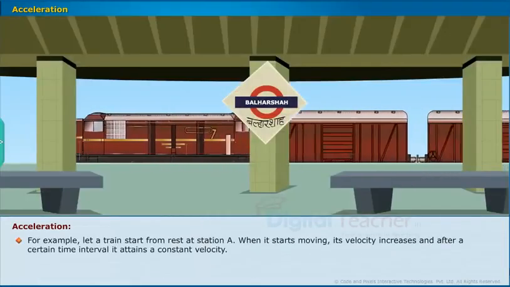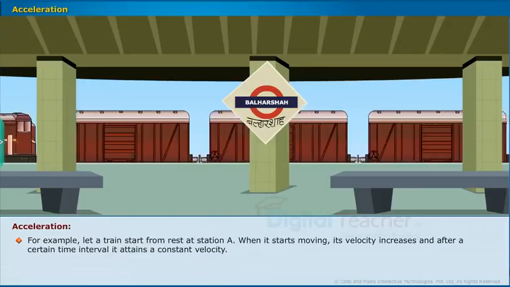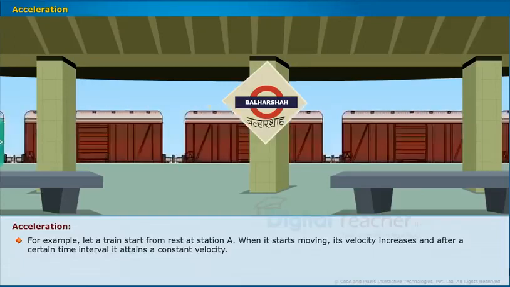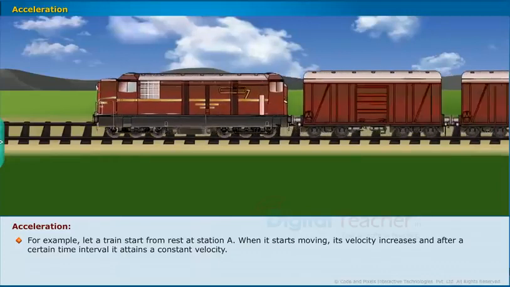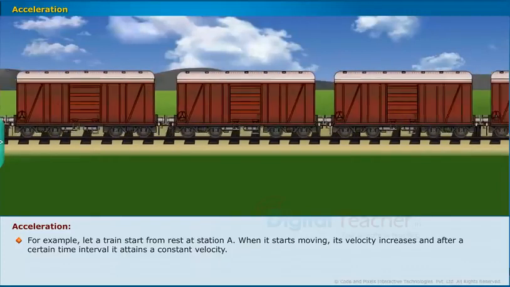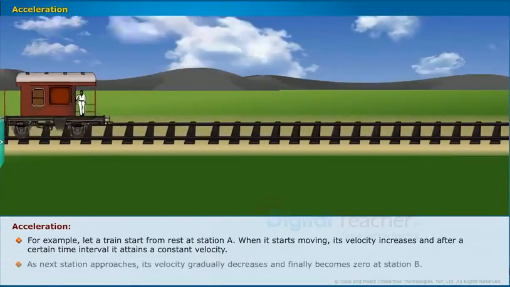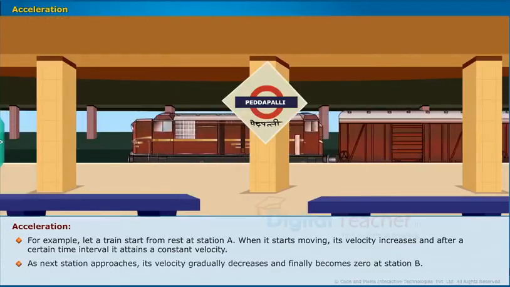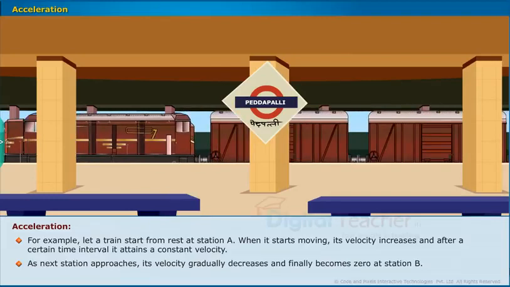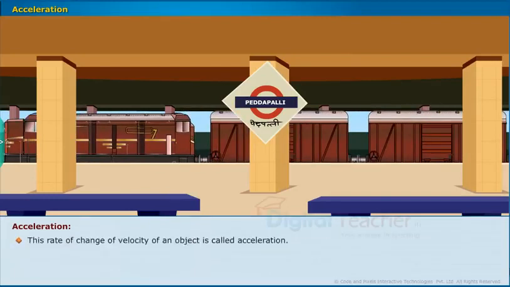For example, let a train start from rest at station A. When it starts moving, its velocity increases, and after a certain time interval, it attains a constant velocity. As the next station approaches, its velocity gradually decreases and finally becomes zero at station B. This rate of change of velocity of an object is called acceleration.